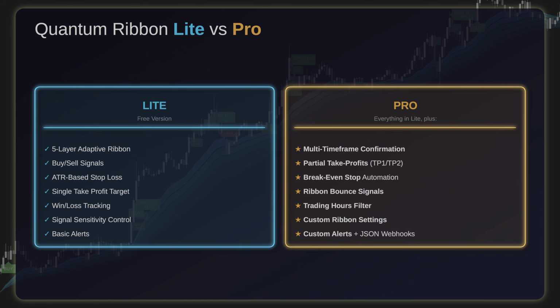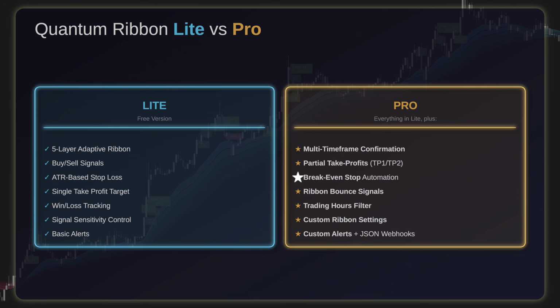7 major additions separate Pro from Lite. Multi-Timeframe Confirmation. Partial take profits. Break-even stop automation. Ribbon bounce signals. Trading hours filter. Custom ribbon settings. Alert customization. Those are the original Pro features. Now let me show you what's new in 2.0.